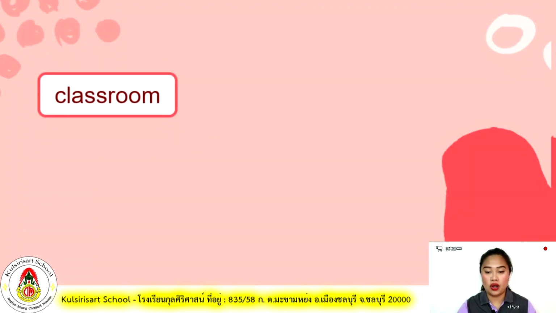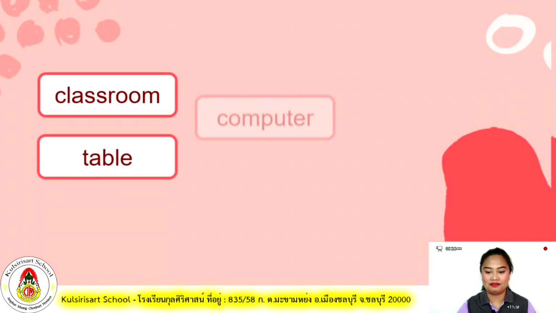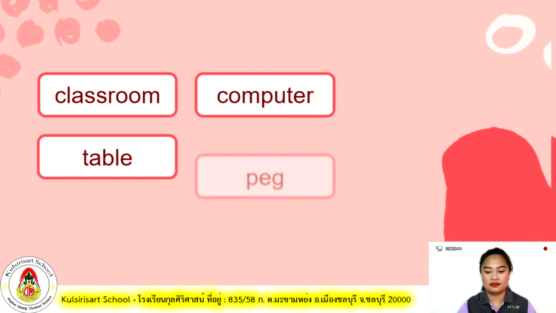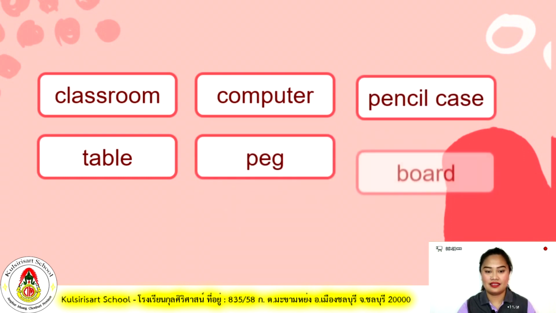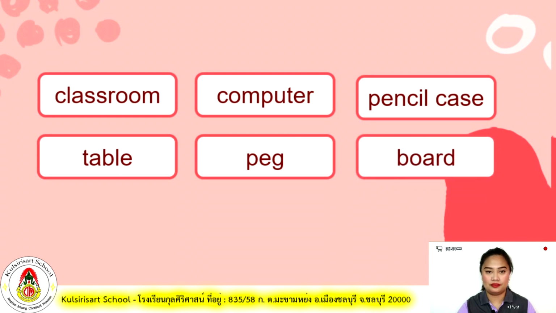Now let us review all the vocabulary words. Classroom, table, computer, peg, pencil case, and board. Let's try it one more time. Say classroom, table, computer, peg, pencil case, and board.